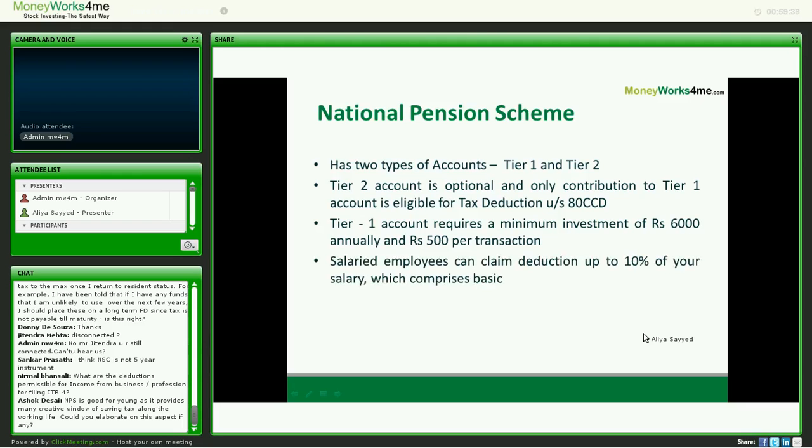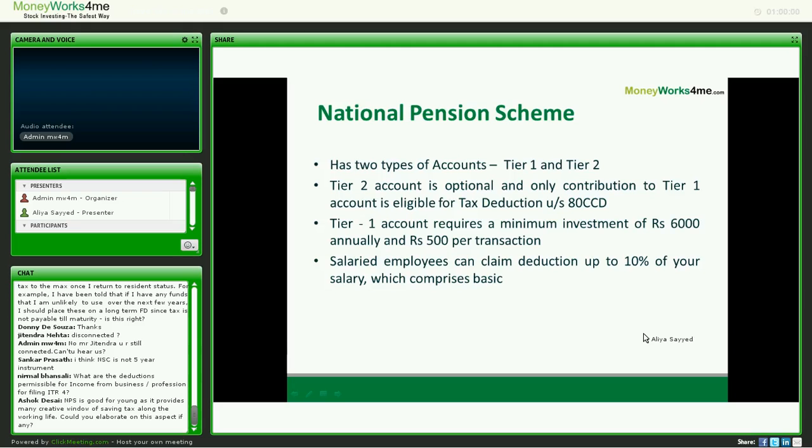Your salary here comprises your basic and your dearness allowance. The amount that you invest in Tier 1 will be eligible for tax deduction. Anything over and above that will not be eligible for tax deduction in Tier 2.